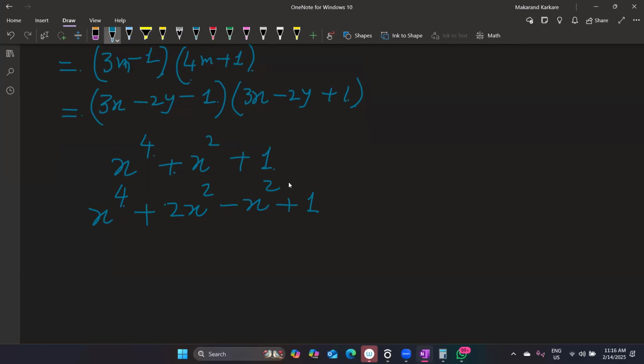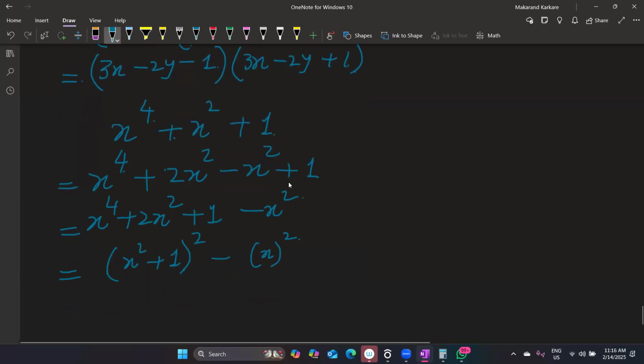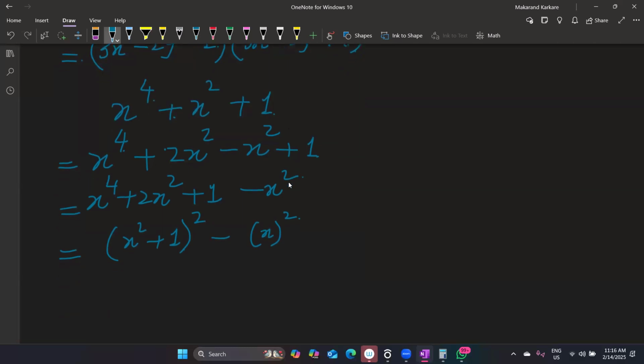Now x raised to 4 plus 2x square plus 1, that is a trinomial. So x raised to 4 plus 2x square plus 1 minus x square. So that now is a difference of two squares. So this is x square plus 1 the whole square, minus x square. But this is not an easy one. I agree. Sir, I can't see how it is equal to x square plus 1 the whole square minus x square. Isn't this x square plus 1 bracket square? Oh yeah, yes.